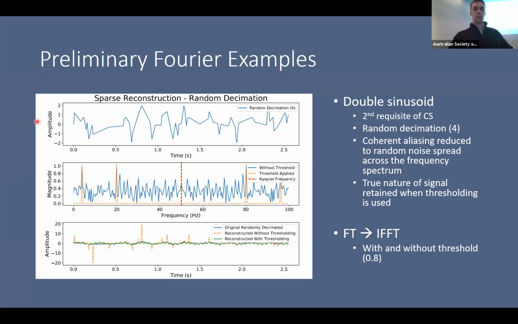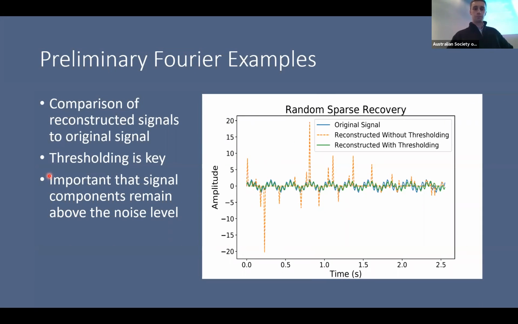it's pretty unrecognizable. But in the Fourier domain, we do see the 4 Hertz and the 20 Hertz peak. But notice now that the coherent aliasing has been reduced to just random noise, which is spread across the entire frequency spectrum. So if we inverse Fourier transform with thresholding, we do get a somewhat faithful reconstruction of our initial 4 Hertz, 20 Hertz double sinusoid.